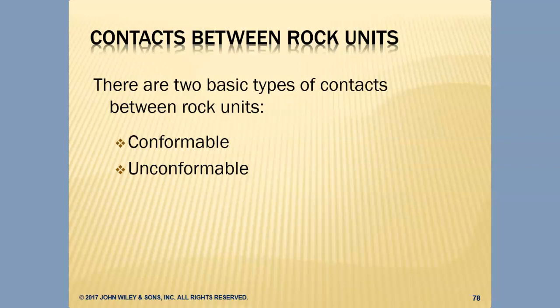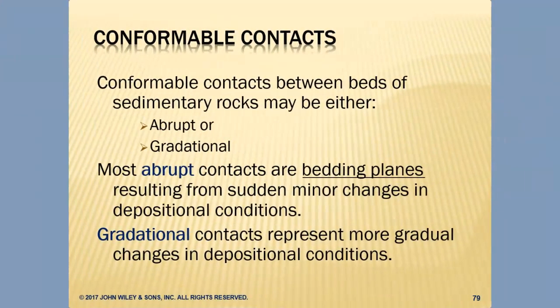The place where the two rock units touch each other is called a contact, and those contacts can be conformable or unconformable. Conformable contacts between beds may be either abrupt or gradational. Abrupt contacts are bedding planes resulting from a sudden minor change in the depositional conditions. Another type of conformable contact is gradational, where the contact represents a more gradual change in depositional environments.